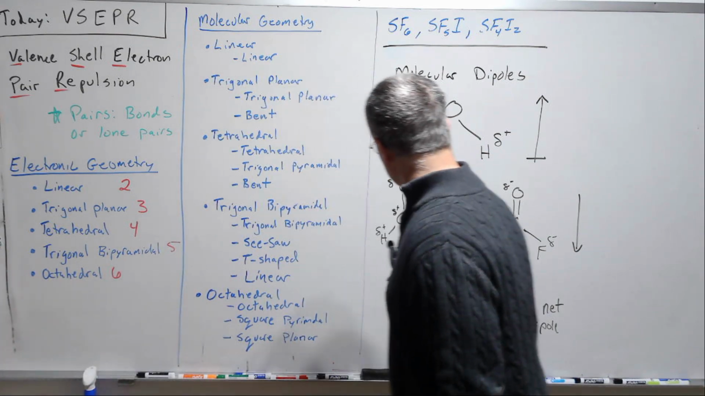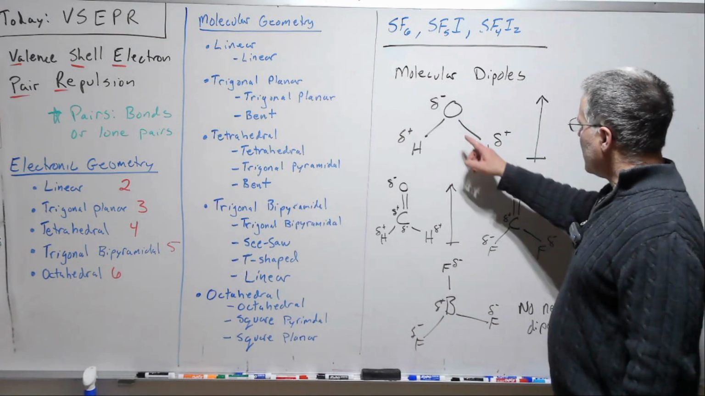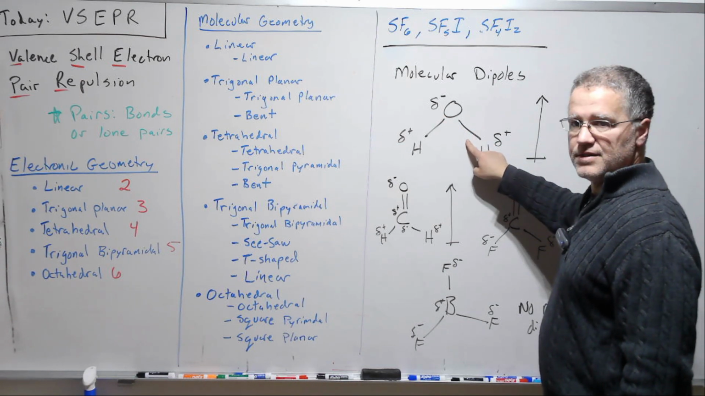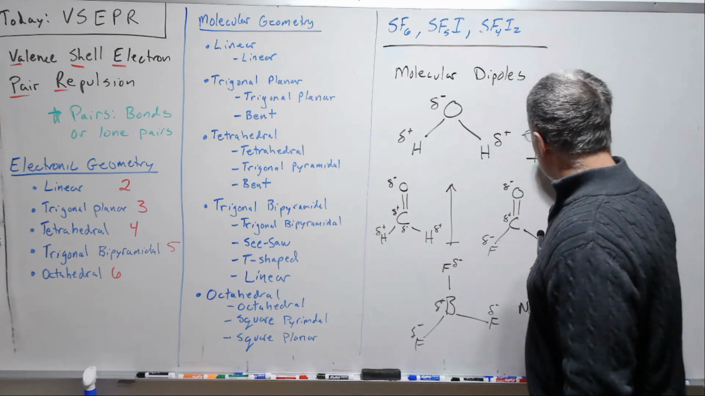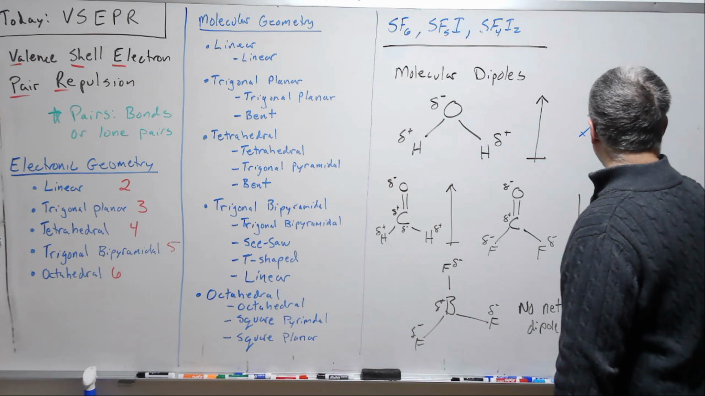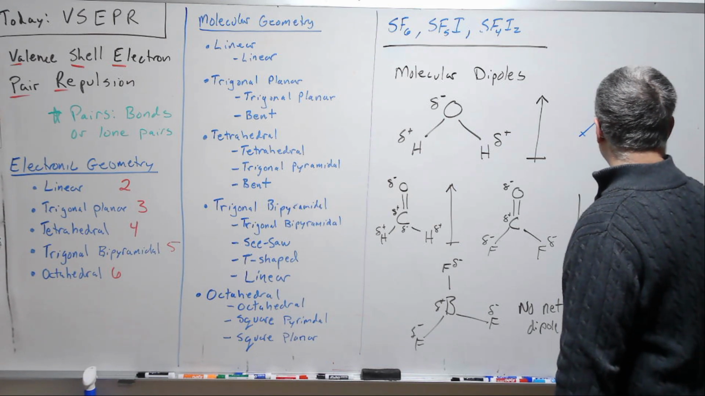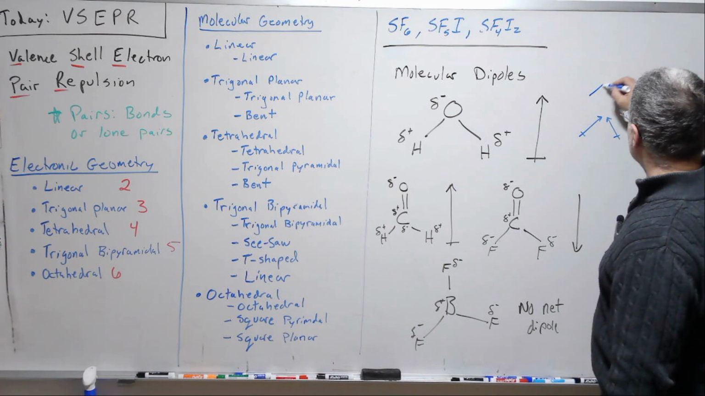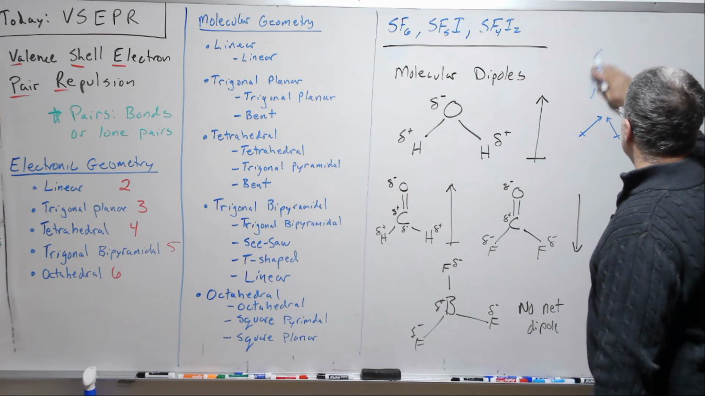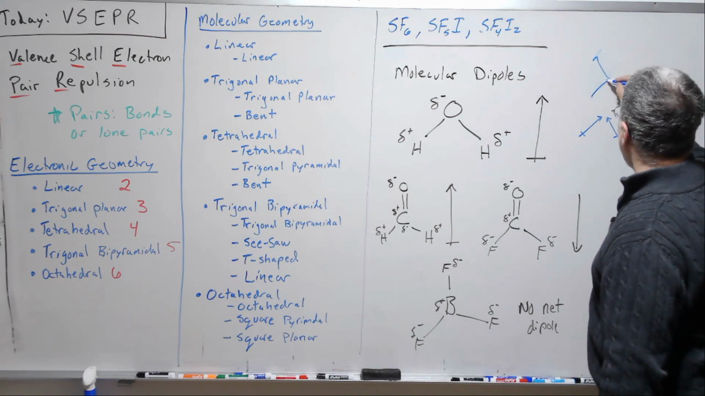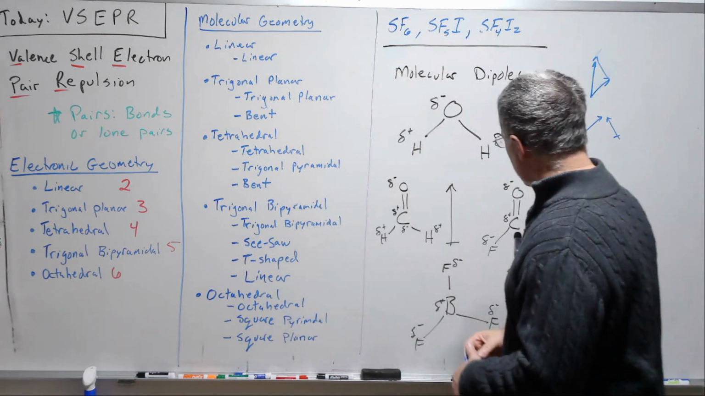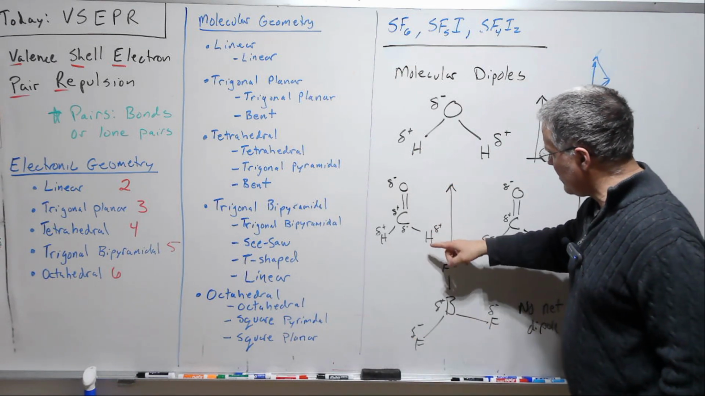So let's look at a couple of examples here. So water, polar bonds in this direction. There's a net dipole straight up. And why straight up? Because we have a polar bond this way and a polar bond this way, and so adding vectorially, we're straight up.